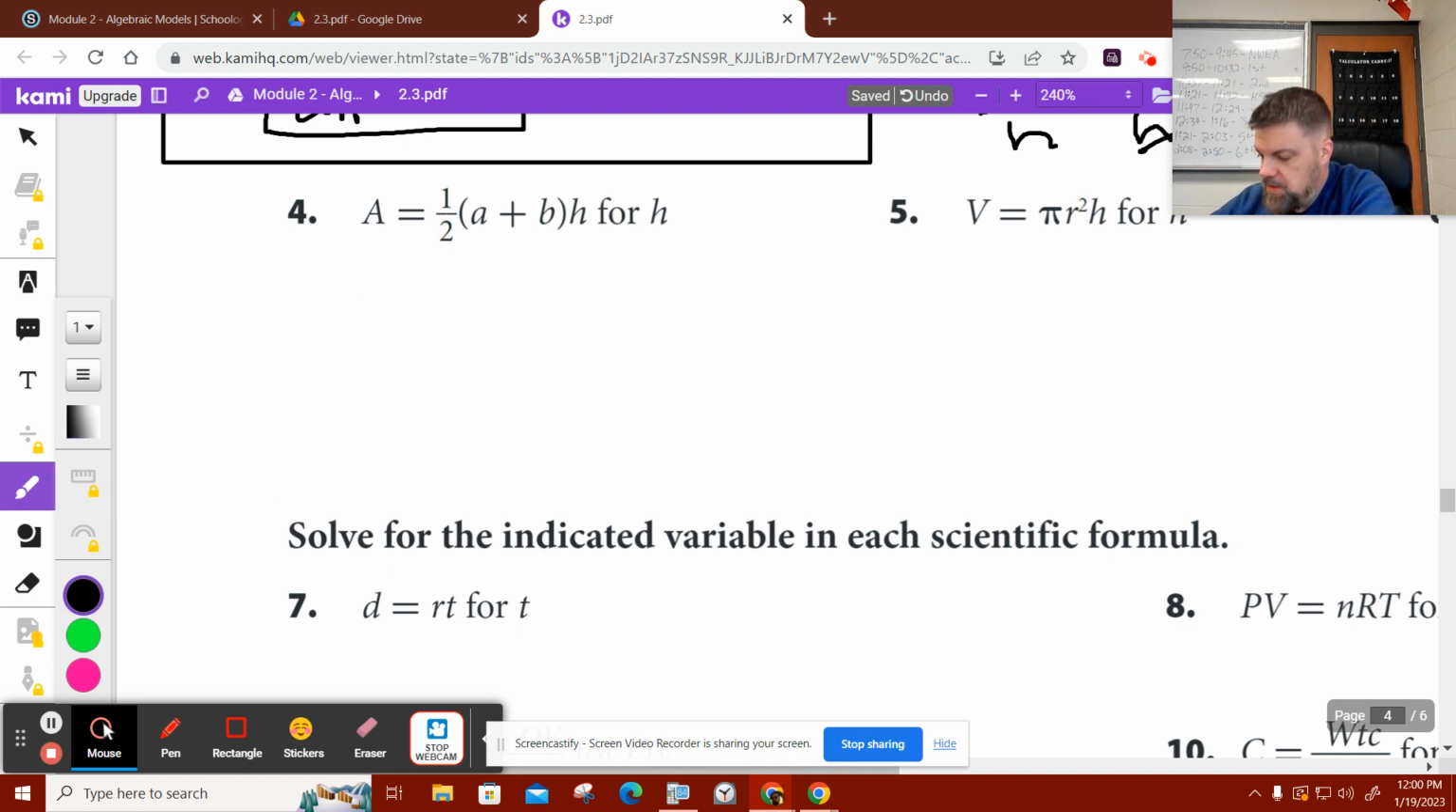So let me get my little tablet thing. Oops, that's what that noise was. I accidentally unplugged this. There we go.